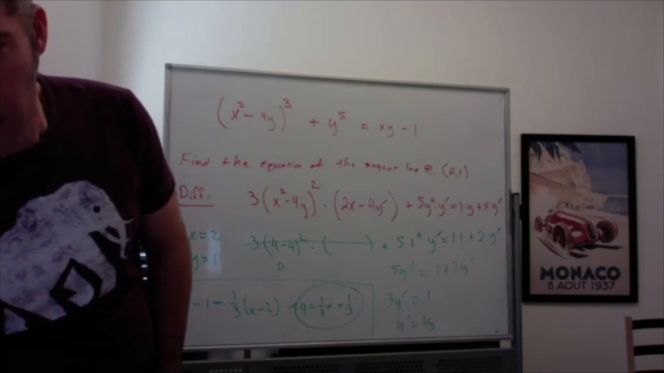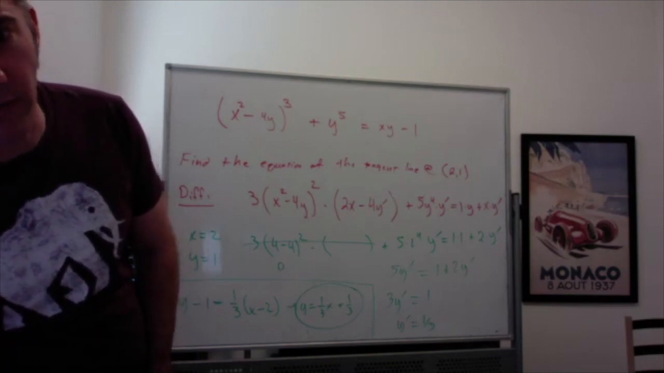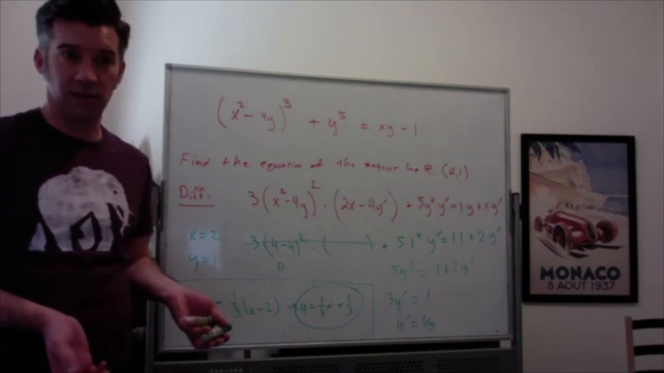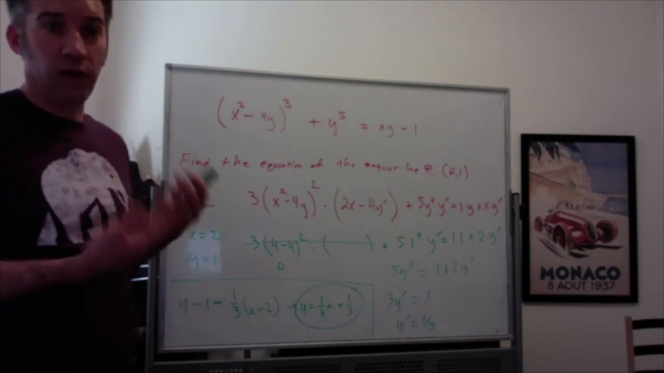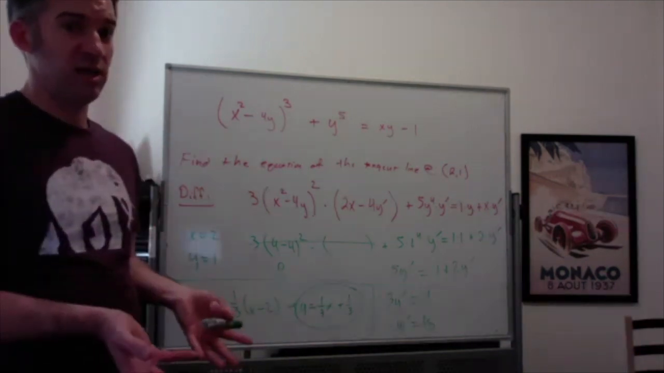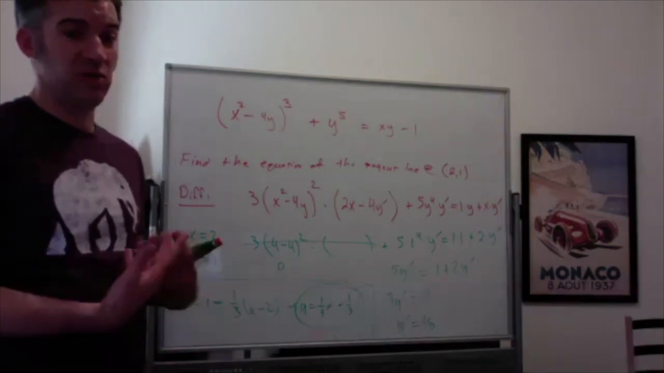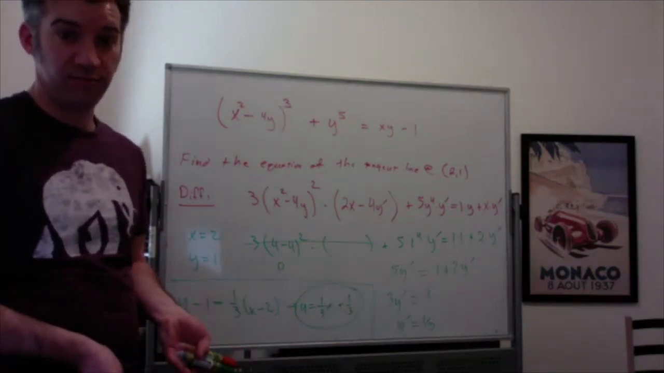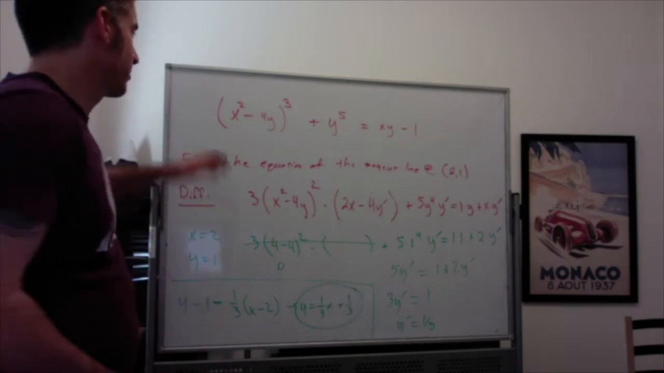Anyway, that's most of what is happening with implicit. Usually you've got some equation with x's and y's jumbled up together. You differentiate both sides, and then the rest is just doing the algebra of solving for y prime. That's kind of it.